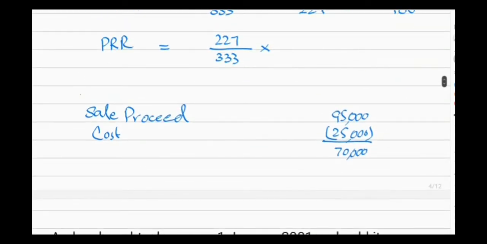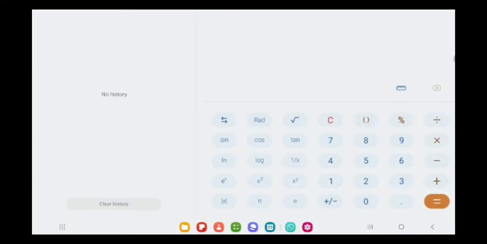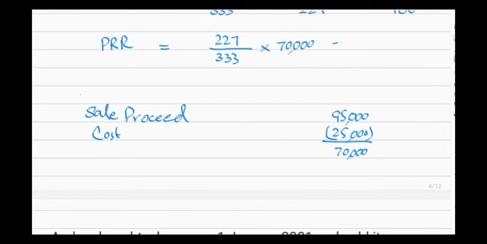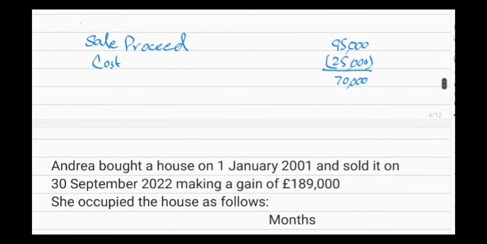So for PRR relief, we consider 70,000 as the gain, occupied period over ownership period multiplied by 70,000. So it will be 227 divided by 333 multiplied by 70,000. So it is 47,717, the PRR relief, 718 in fact. So after deducting this PRR relief of 47,718, we have a chargeable gain of 22,282, right?